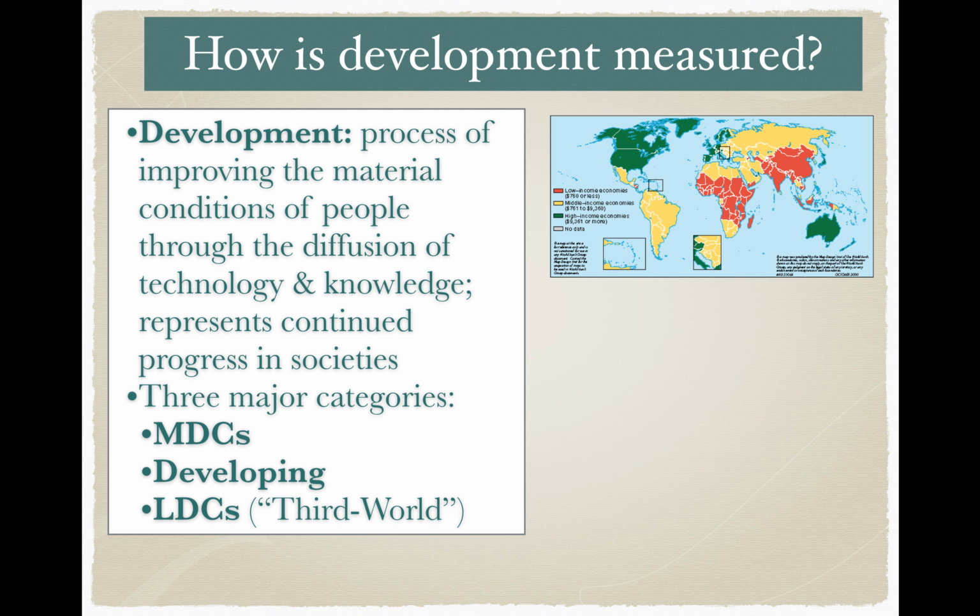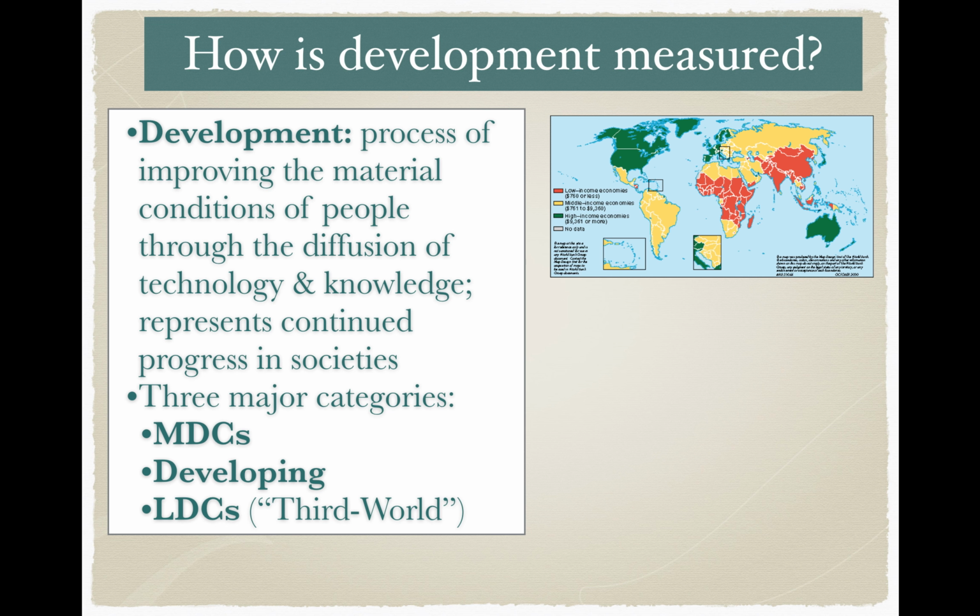This is a review definition, but you can take it down as needed. Development is simply the process of improving the material conditions of people through the diffusion of technology and knowledge, and is represented in continued progress. So the idea of development is that you're going to continue to move forward, like the demographic transition model. According to that model, there's no going back, which could happen theoretically. And when we discuss development, the idea is that countries are consistently developing, and we'll see whether or not that's actually the case as we go forward.